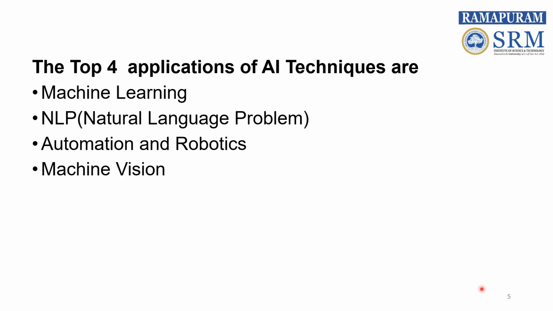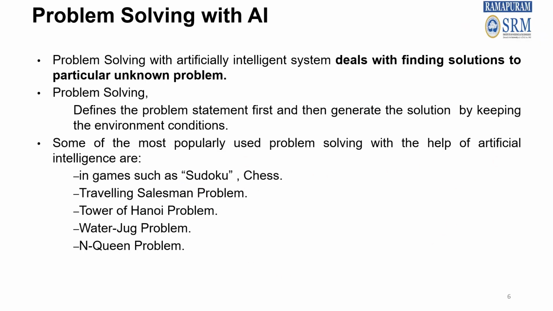The top four applications. We have seen many applications. What are the top four applications of AI? Machine learning, NLP (natural language processing), automation and robotics, and machine vision. So these are the top four AI techniques. After we have seen the characteristics of AI and the challenges of AI techniques, now we'll go into the topic called problem solving with AI.